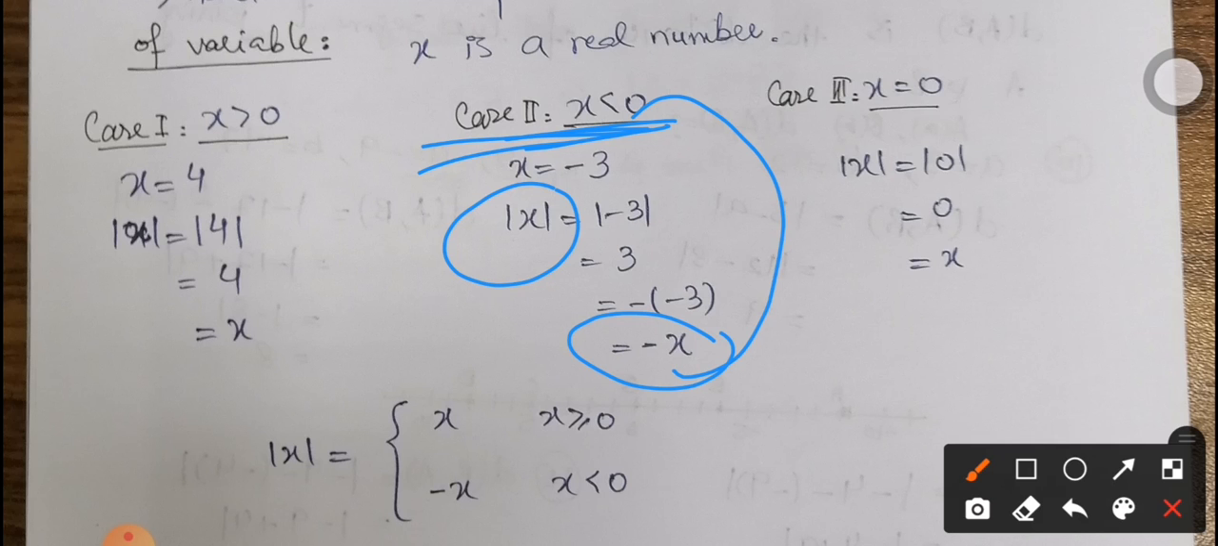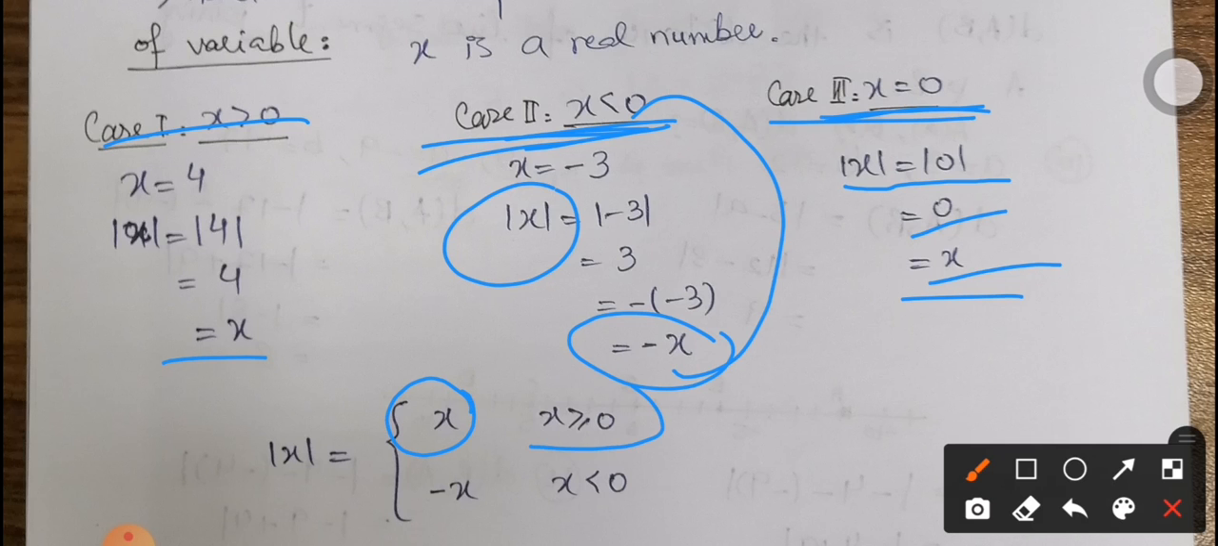Then we have the third case, x is equal to 0. If x is equal to 0, the absolute value of 0 is equal to 0, which is equal to x. So here I am going to generalize that for x positive and x 0, mod of x will be equal to x. So the absolute value of x is equal to x for x greater than or equal to 0, and for x less than 0, its expression is negative times of x. This is the basic definition that we are going to use further.